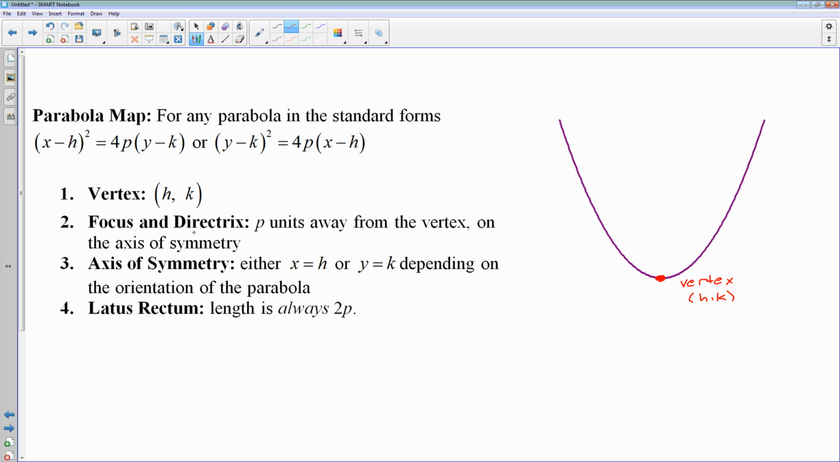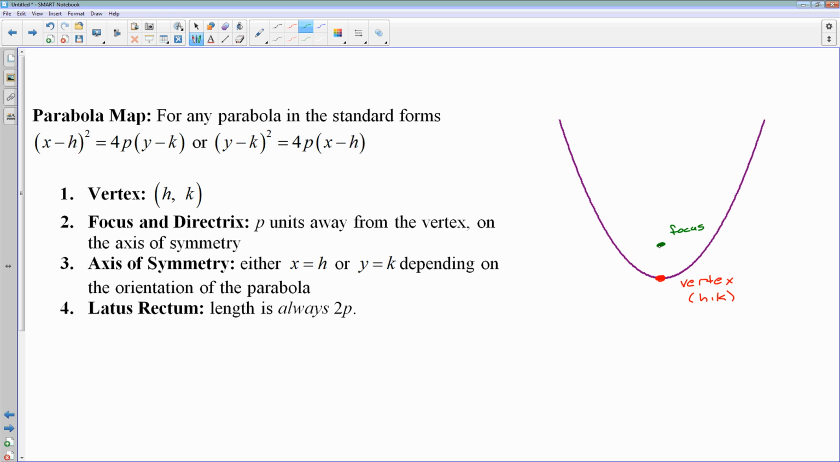The focus and the directrix. They both are p units away from the vertex. The focus, regardless of your conic section, is always a point inside the parabola. This parabola just happens to be opening up, so my focus for this parabola, I'm going to write it off to the side. Whoa, that's not an F.